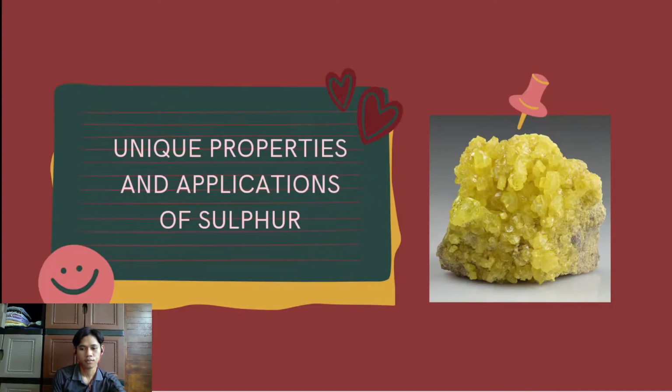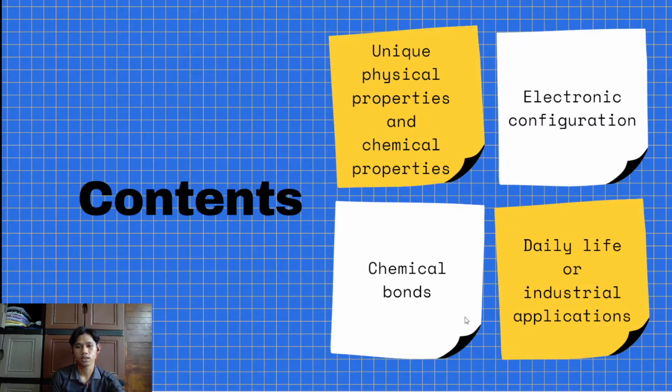For today, I would like to do a presentation for my chemistry subject, which is CHM131, which is about unique properties and applications of sulfur. So from the slide, you can see the picture of sulfur in solid form. Next is contents. I will explain to you about the unique physical properties and chemical properties, electronic configuration, chemical bonds, and daily life or industrial applications of sulfur.